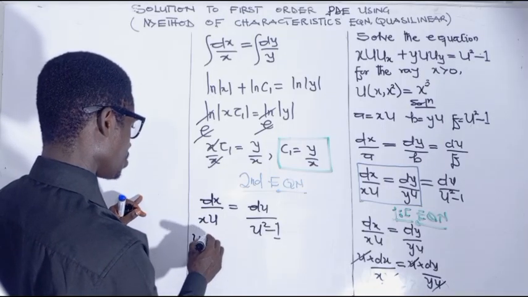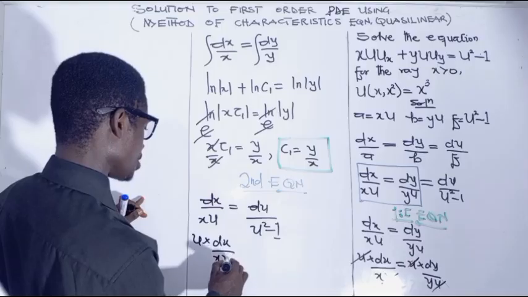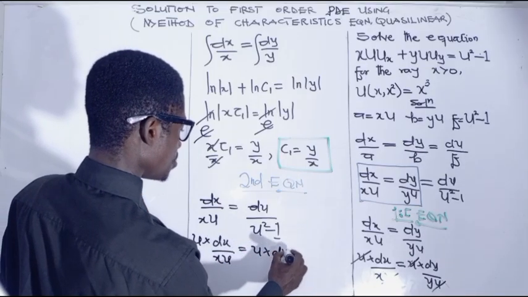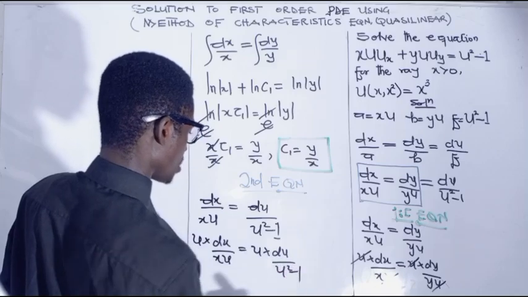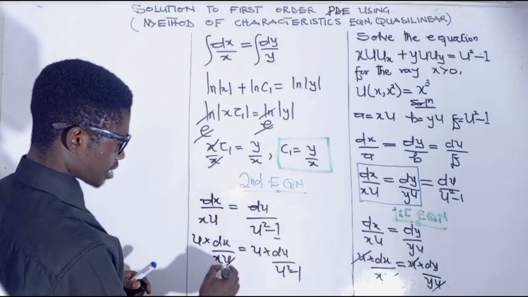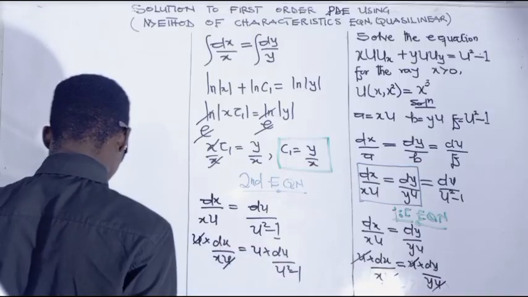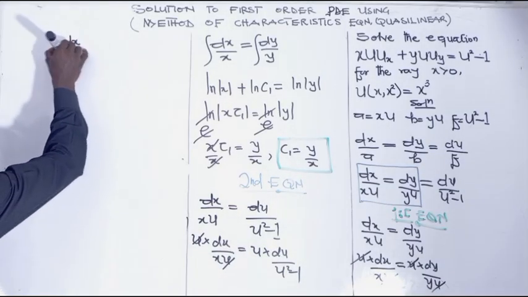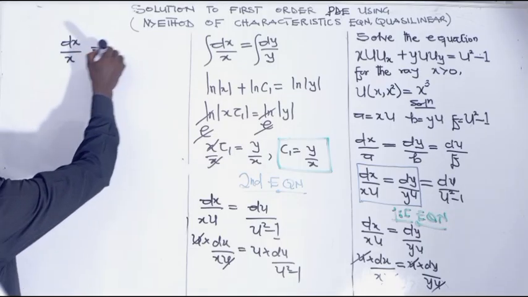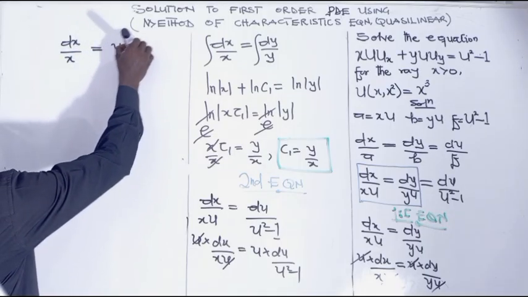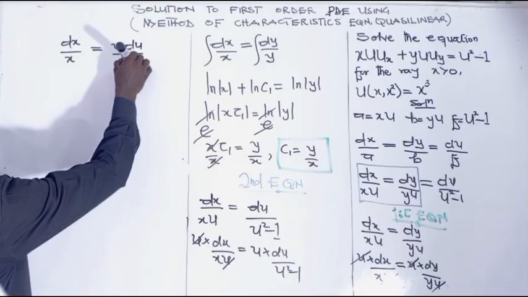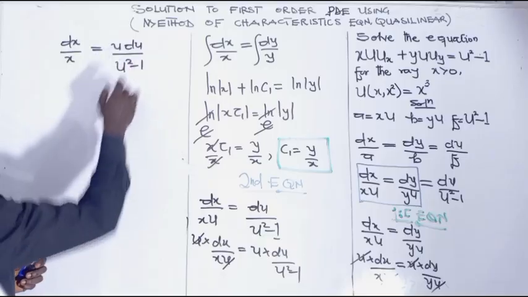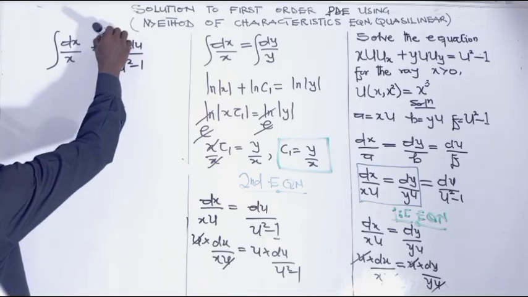So let's multiply both sides of the equation by u to get rid of this u. So we have u multiplying the dx all over xu, and then we have u multiplying what? Du all over u squared minus 1. So from here, this u cancels this u, and we are left with dx all over x is equal to what? U du all over u squared minus 1. So from here, you can see that we've separated the variable into x and then what? U. So we can integrate straight away.